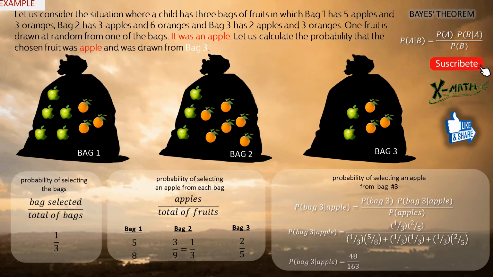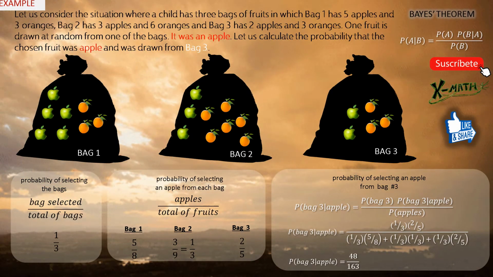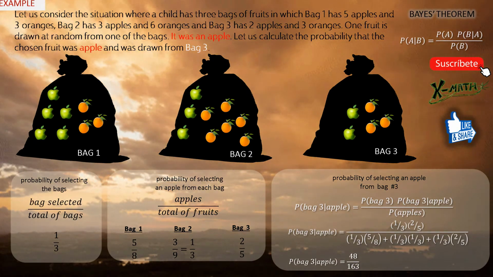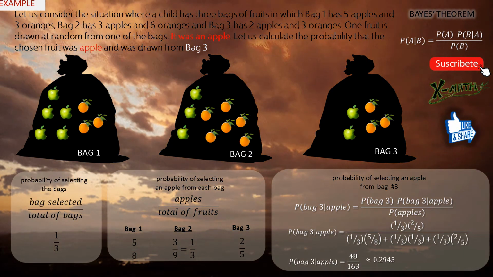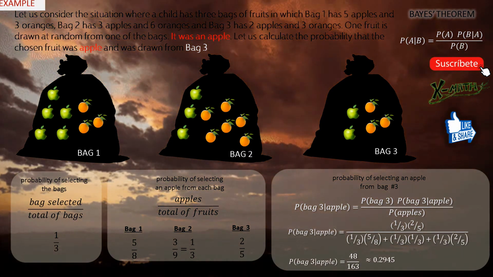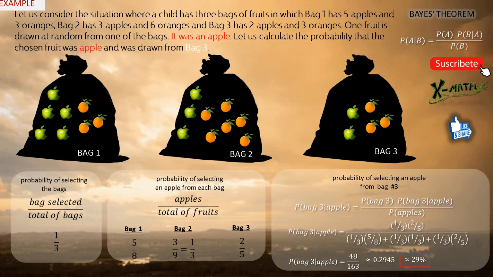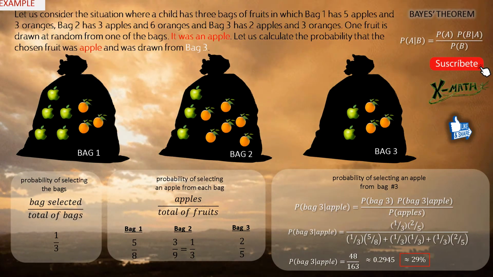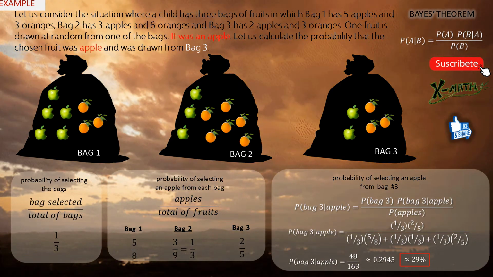After doing this math operation, we get 48 divided by 163, which can be reduced to 0.2945, which is the same as around 29%. That's the probability that we can pick an apple from the third bag.